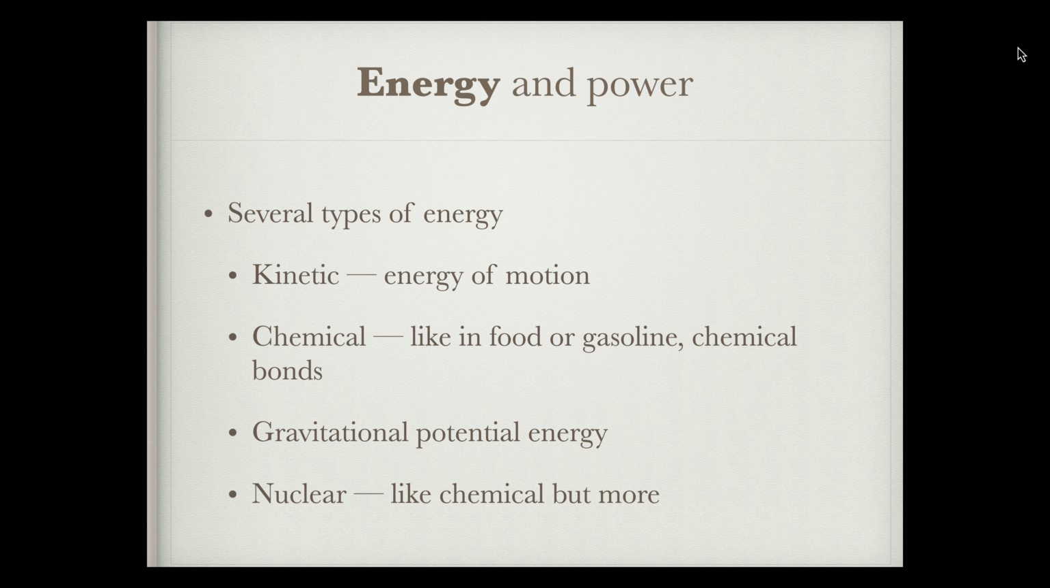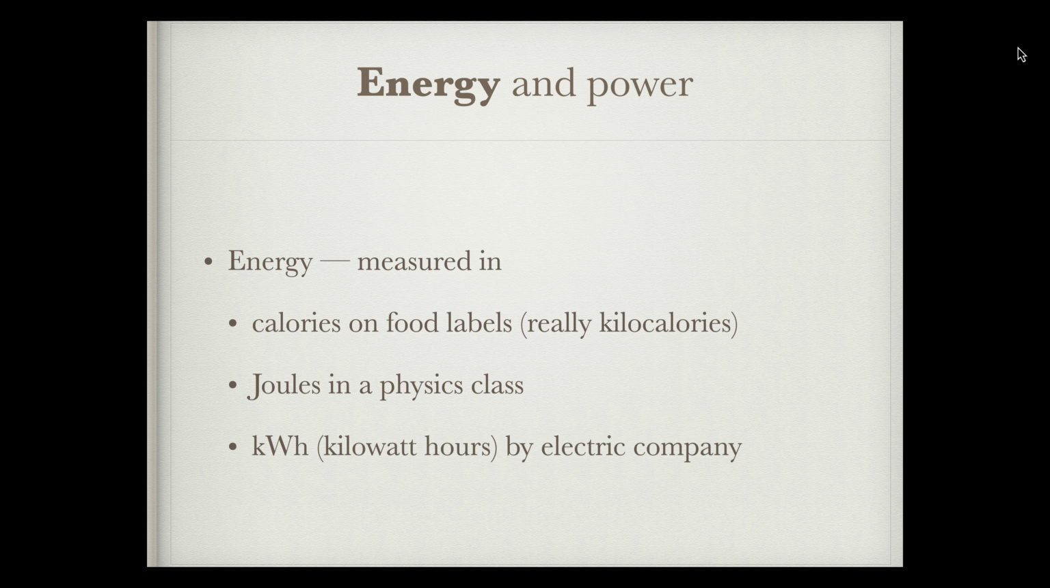Nuclear energy is like chemical energy in that it comes from bonds. But in this case, it's bonds between particles inside a nucleus, not bonds between individual atoms and molecules. And those bonds, nuclear bonds, are much stronger than chemical bonds. And so when energy is generated through nuclear processes, it releases much more energy, but it can be very hard to control. There's a bunch of different ways to measure energy.